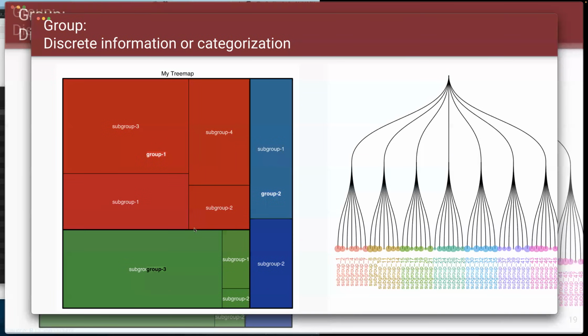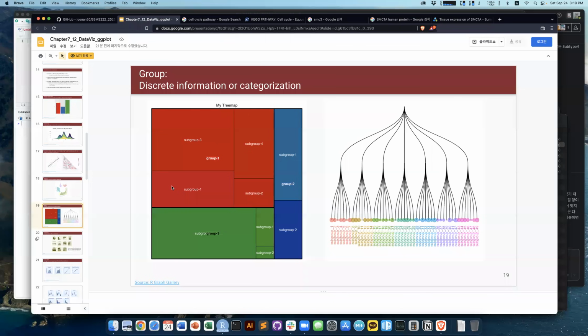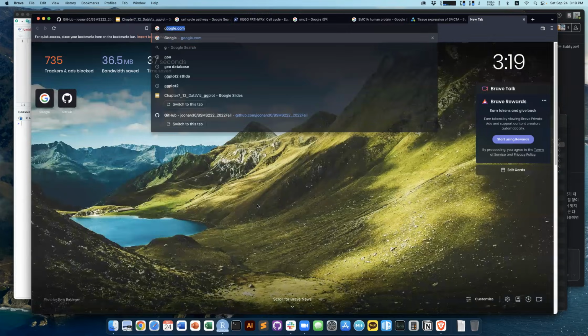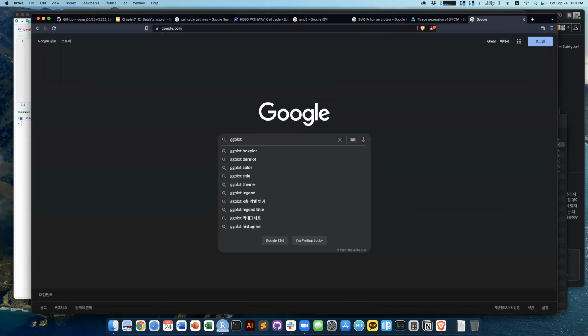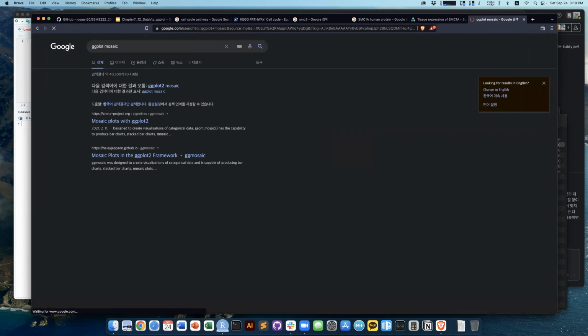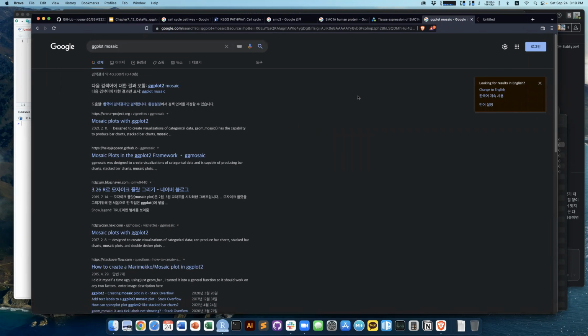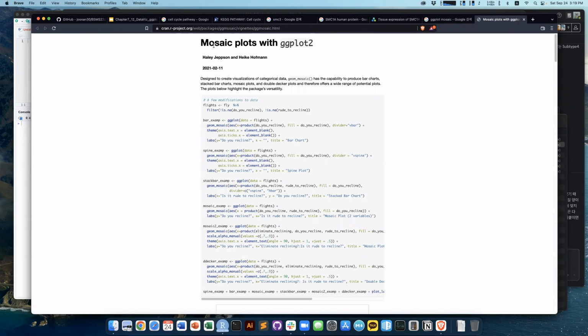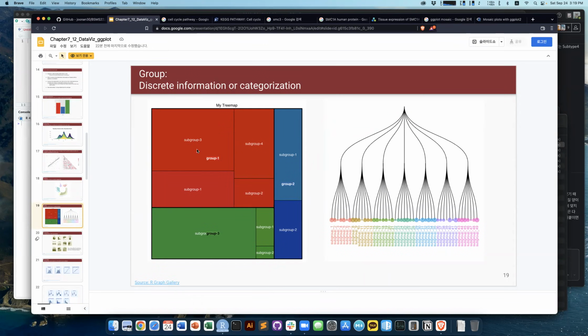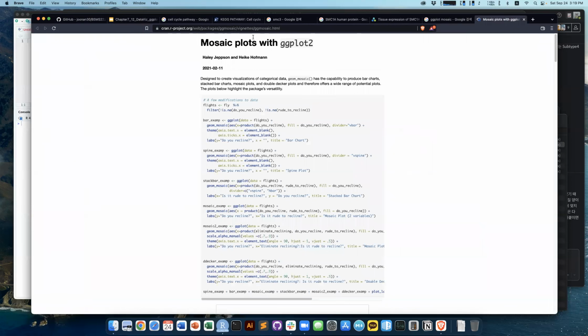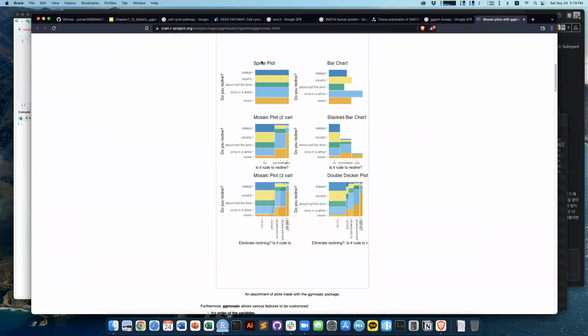So one of the most useful things for this categorization and quantity information is the genome tile. Sorry, this is the mosaic plot, right? Okay, so these types of plots we normally call mosaic plots. So this looks like this, right?